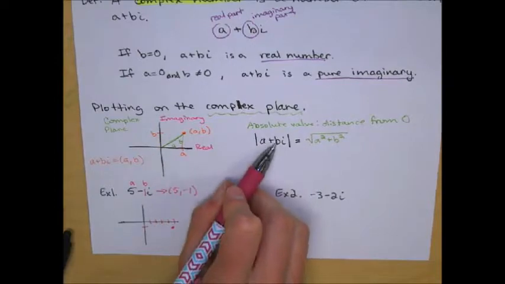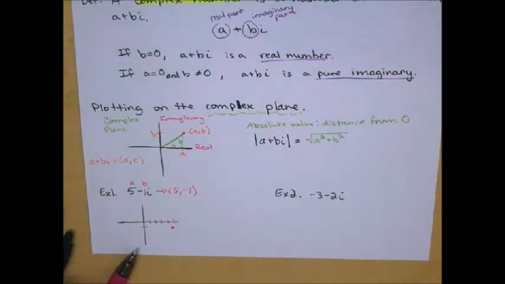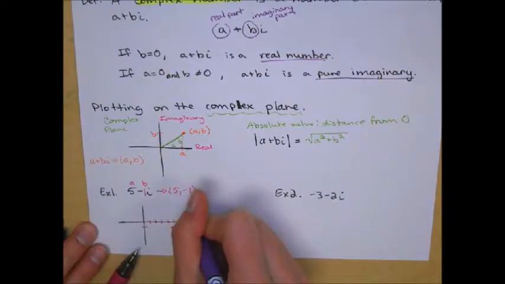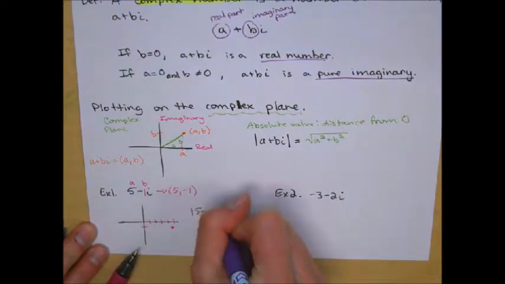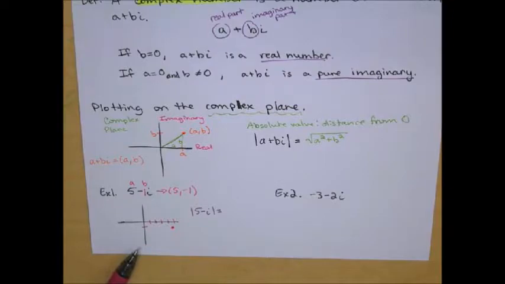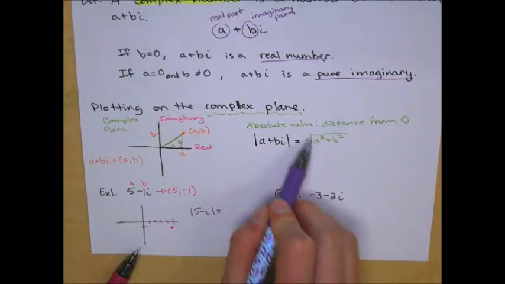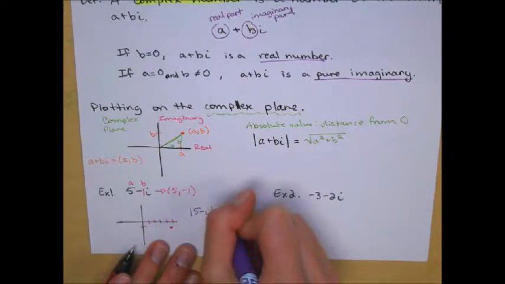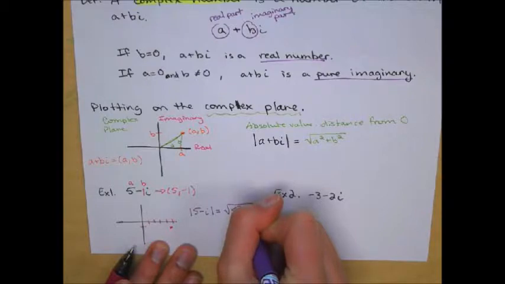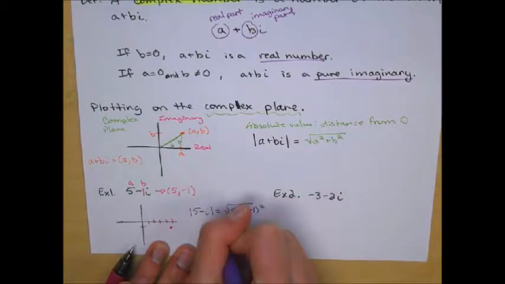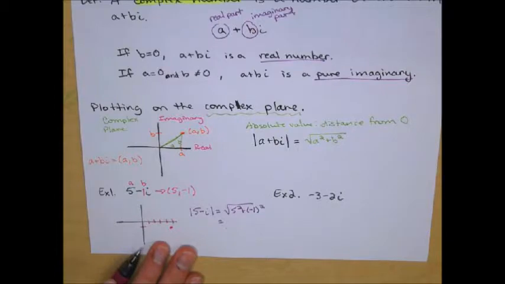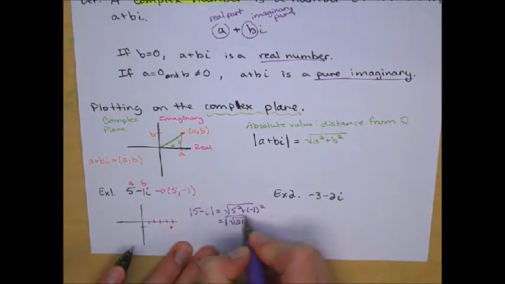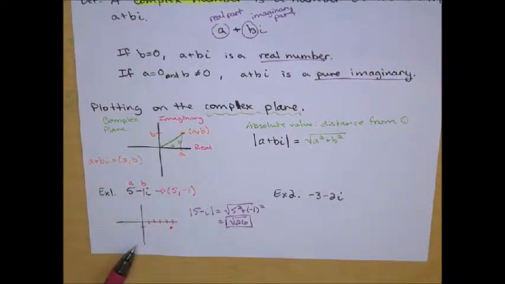Now we're also going to find the absolute value. The absolute value of 5 minus i is a squared plus b squared, taking the square root. What's our a? a is 5, b is negative 1. So it's the square root, 5 squared plus negative 1 squared. And that gives us 26. Well, the square root of 26. Go ahead and try number 2.